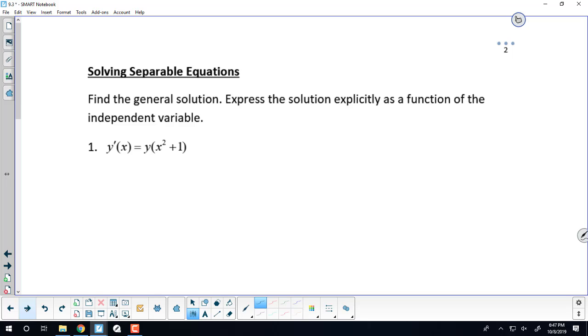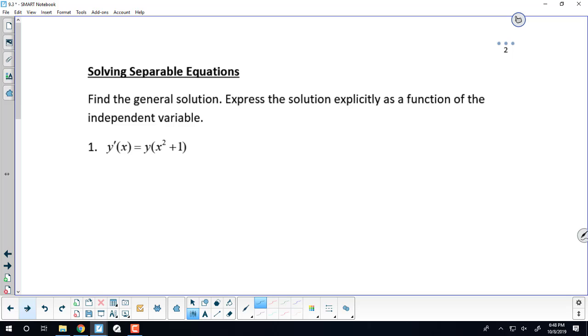So find the general solution, express the solution explicitly, which means we want it as y equals. Express it explicitly as a function of the independent variable here, which is x. So we do have a y prime, but the right-hand side is the function itself times x squared plus 1. So the equation is, what function can we take the derivative of? So it's that function times x squared plus 1 is what that's asking us to find.